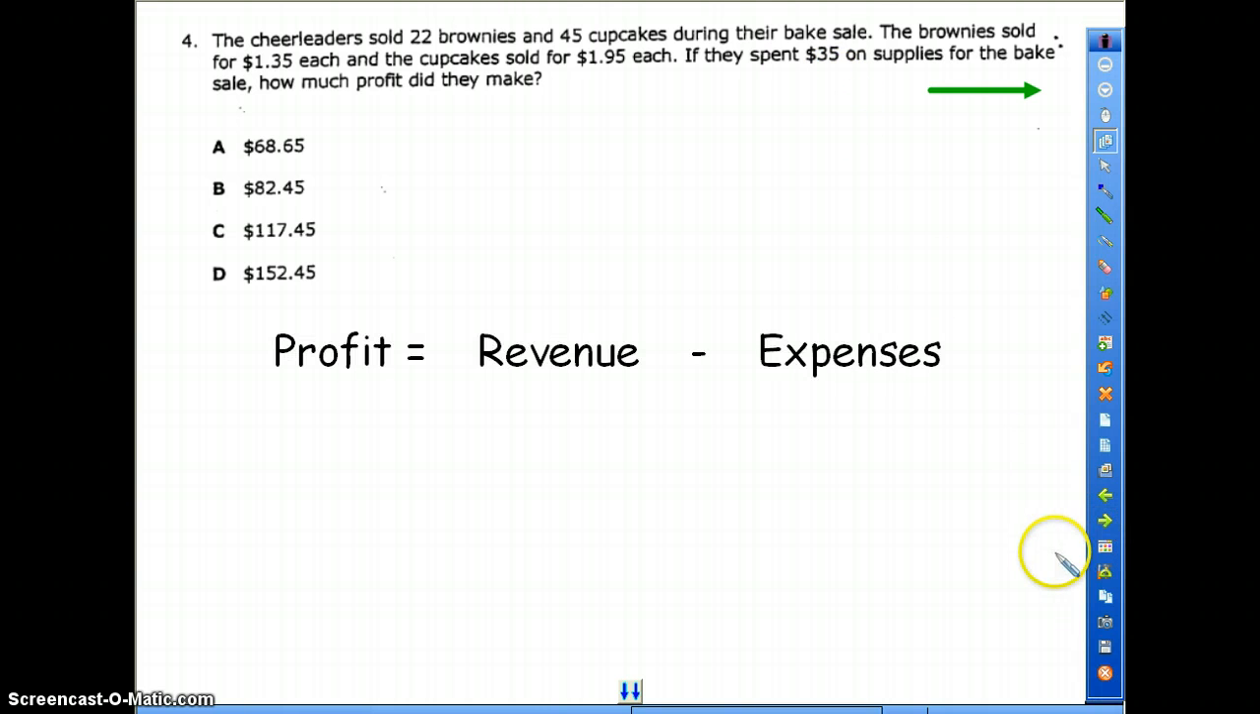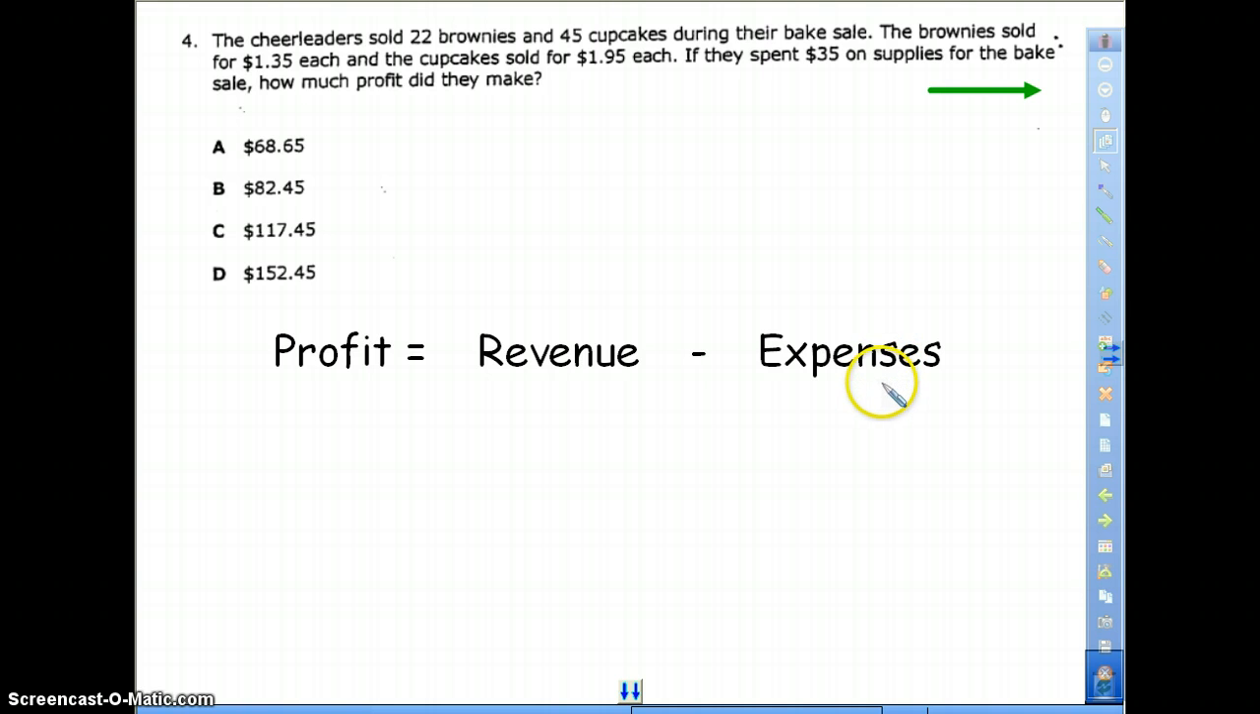Okay, well, here's a very important definition. All businesses run off of this definition. Your profit, the dollars you put in your pocket, is your revenue, how much money you brought in from whatever it is you sold, minus your expenses.